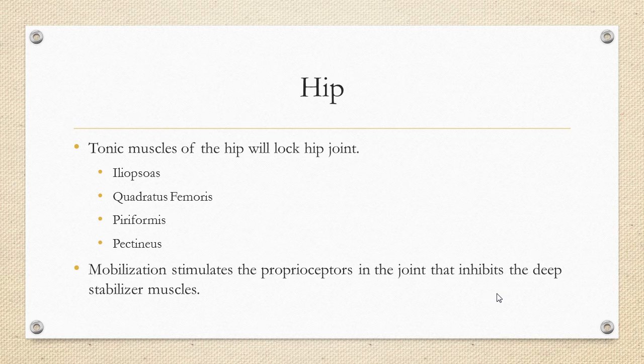The piriformis, I think we're all very familiar with, as well as the pectineus, which is often a muscle that tends to not be looked at quite as often, especially with gluteal buttock kind of piriformis types symptoms. We do know that mobilization will stimulate the proprioceptors of that joint and will inhibit the deep stabilizer muscles.